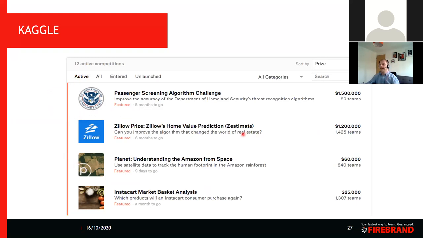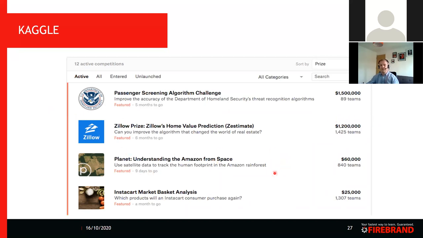So Zestimate, I would imagine that's similar to Zoopla. So how does Zoopla estimate house prices? It's probably some seriously complex algorithms in the background. How can they be improved? Well, actually, maybe you could get citizen data scientists across 1,425 teams to create algorithms which improve Zillow's ability to predict house prices into the future. It's a $1.2 million prize at the end of that.